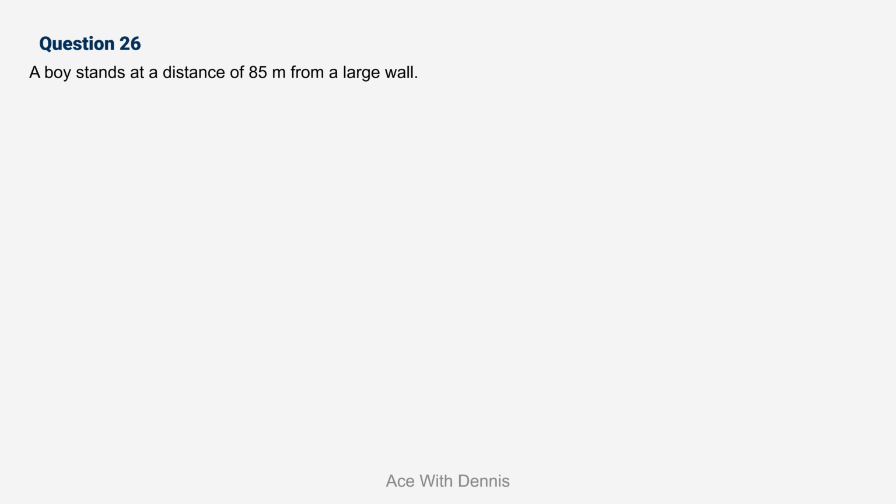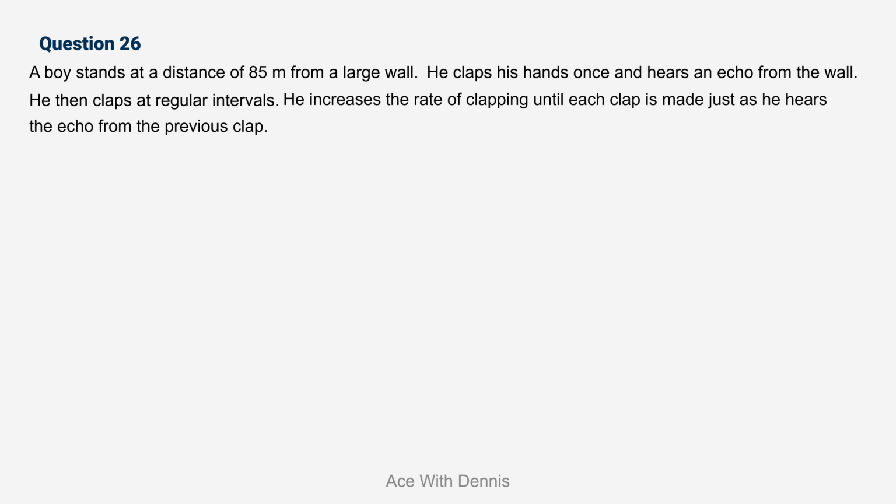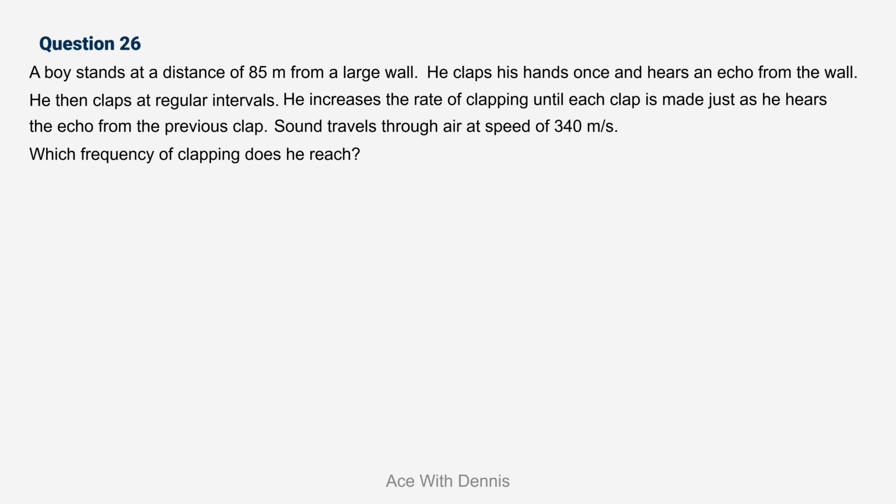Question 26. A boy stands at a distance of 85 meters from a large wall. He claps his hand once and hears an echo from the wall. He then claps at regular intervals. He increases the rate of clapping until each clap is made just as he hears the echo from the previous clap. Sound travels through air at a speed of 340 meters per second. Which frequency of clapping does he reach? A. 0.25 Hz, B. 0.50 Hz, C. 2.0 Hz, or D. 4.0 Hz.